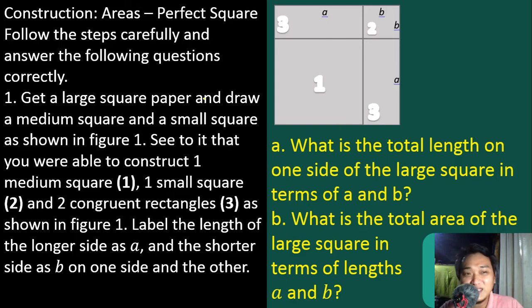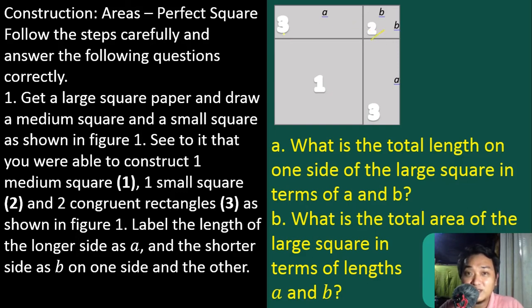Okay. So, subukan natin. In this particular activity, we are going to get a large square paper and draw a medium square and a small square as shown in figure 1. So, ganito, kukuha tayo ng square na papel or crepe paper or construction paper. And then we're going to divide the square paper into several parts. 1, 2, and 3. We're going to make one small square as shown in figure 2. Ito po yun, yung small square.